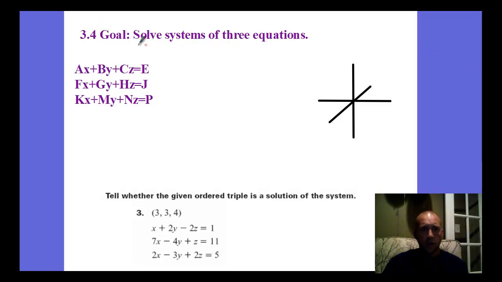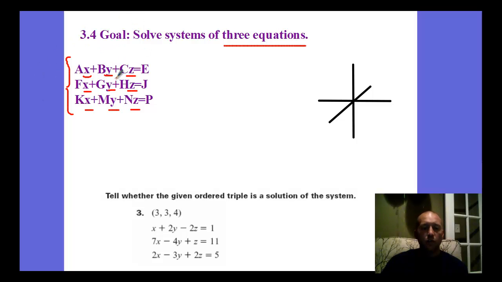Hey, honors algebra 2, chapter 3, section 4, a little bit of 3 and 4. Goal is to solve a system of 3 equations. So we're going to have 3 equations, which means we have 3 variables. We're going to start off with a system right here, just a general form. So we have x, y, and z in all 3 of these equations. And so you have 3 equations, 3 variables.